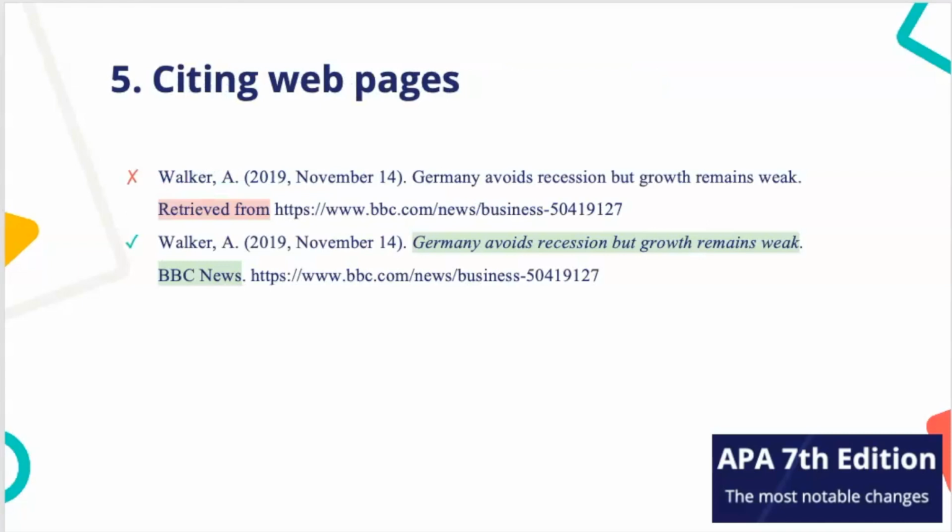Citing web pages. Earlier we were using "retrieved from". Now we don't have to mention "retrieved from". We simply write the URL of the article from where we received it. URLs are no longer preceded by "retrieved from" unless a retrieval date is needed, for example, a Wikipedia article where content frequently changes. The website name is included unless it is the same as the author. Web page titles are italicized.